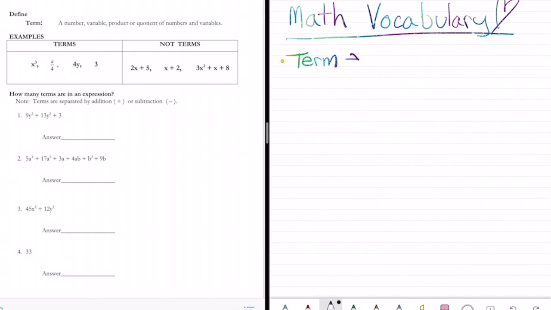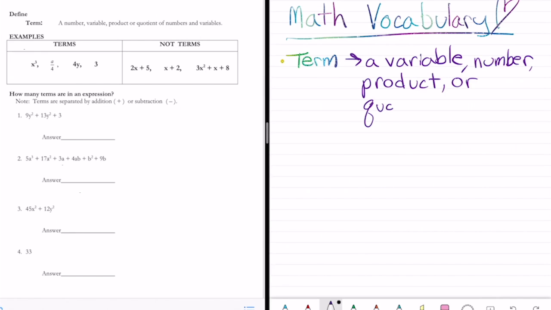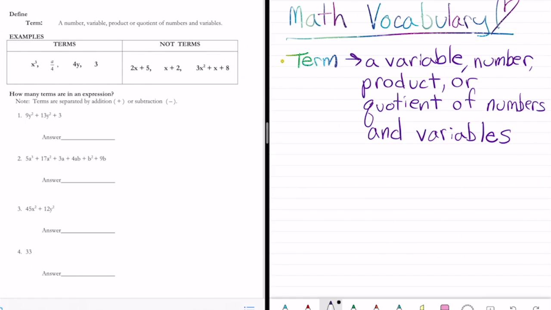It is a variable, number, product, and remember, product is the answer to multiplication, or quotient. Remember, quotient is the answer to division of numbers and variables. Now, I'm taking my time to write this because I want to make sure that if I look back at my notes, I can read my vocab words and realize what they are.